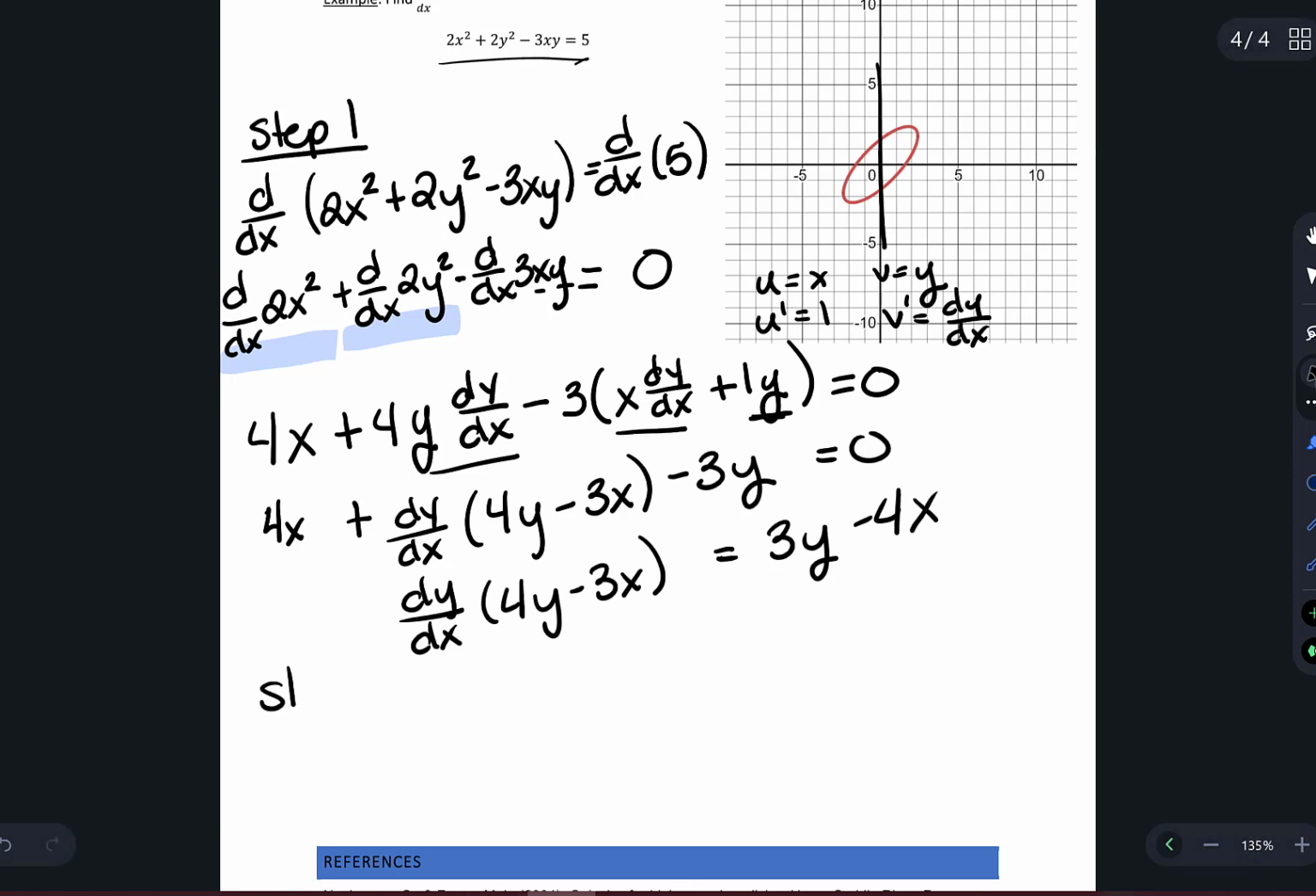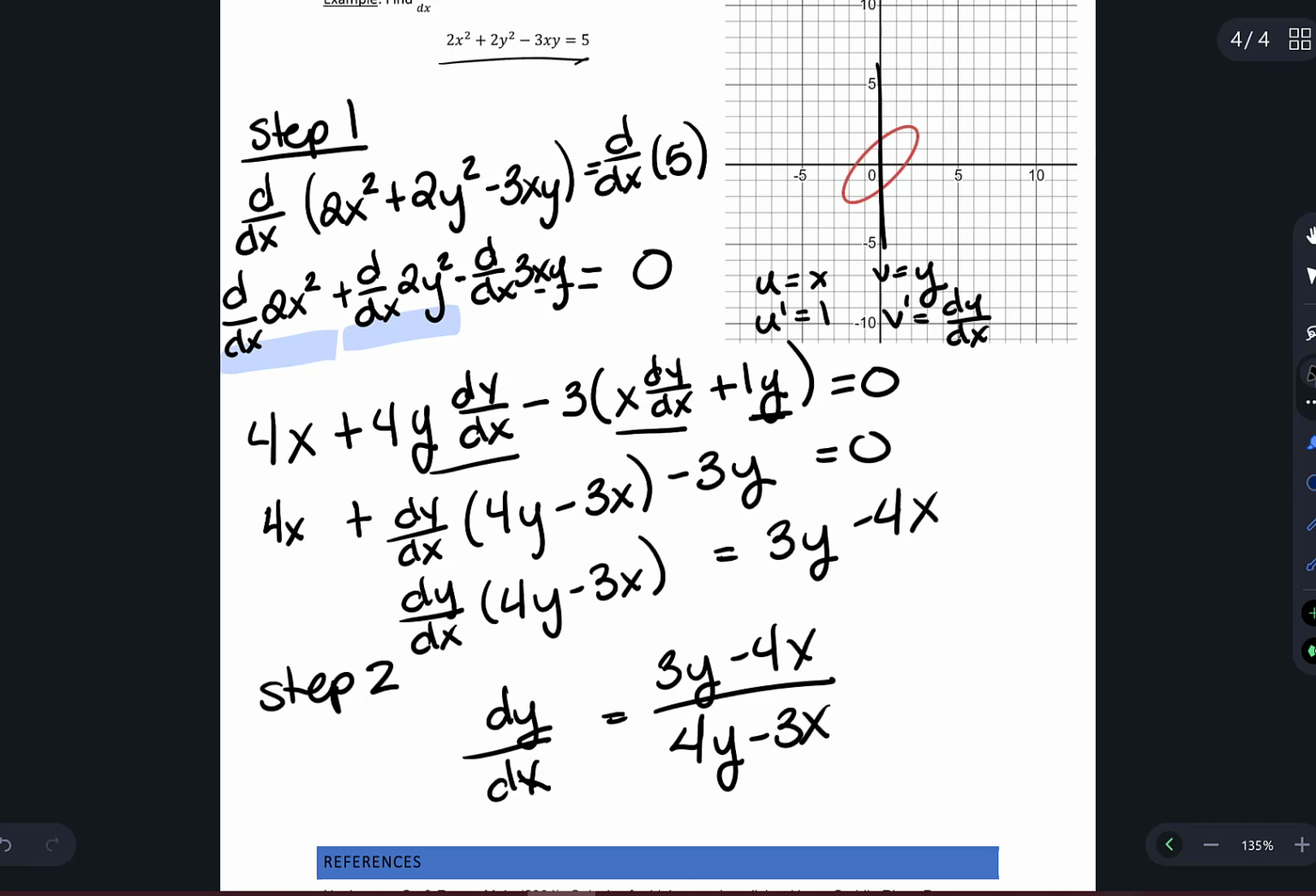And then now step 2 is to solve for dy/dx. So dy/dx is equal to 3y minus 4x divided by 4y minus 3x. And here we have that derivative.